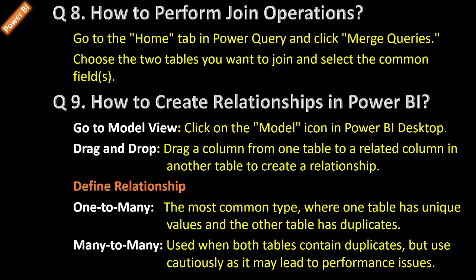Question number 8. How to perform join operations? Go to the Home tab in Power Query and click Merge Queries. Choose the two tables you want to join and select the common fields.